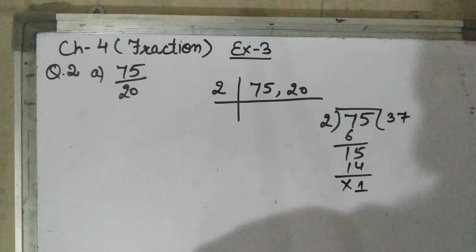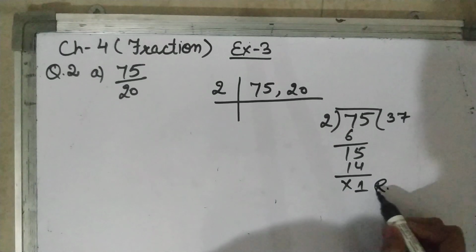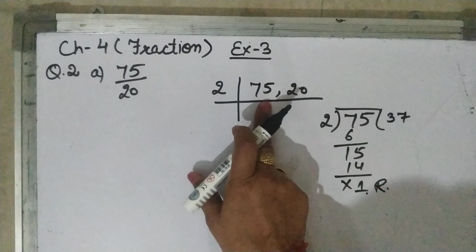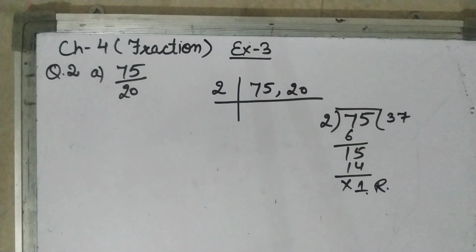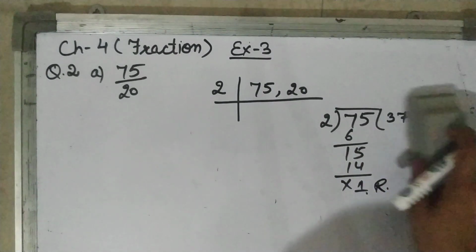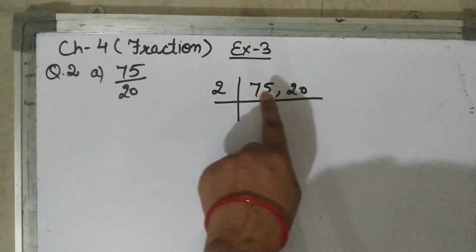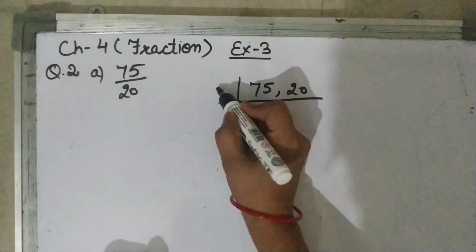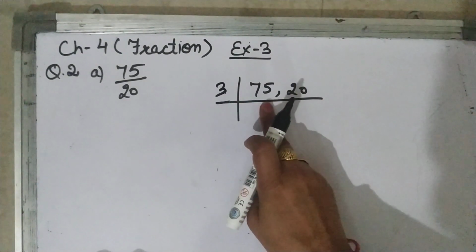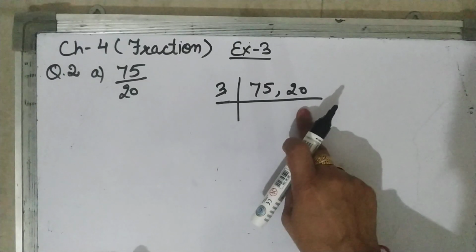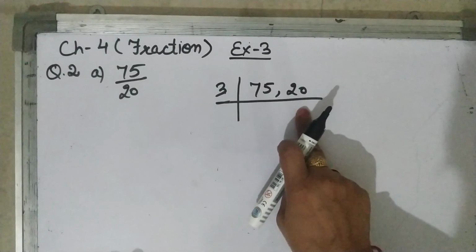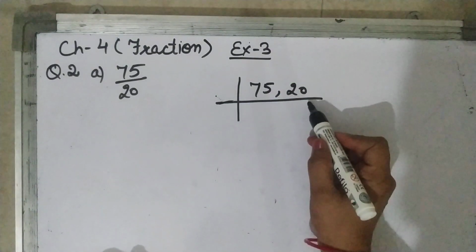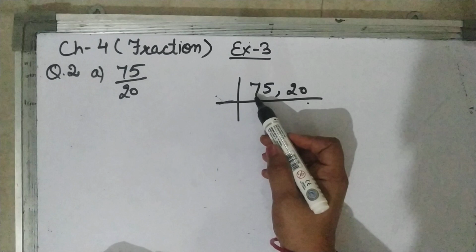This is not exactly divided. Here the remainder is 1. This means 2 is not a factor of 75. So no need to take 2 here. 2 is a factor of 20 but not a factor of 75. After 2, if you are taking 3, 3 is a factor of 75 but not a factor of 20. Okay. After 3, if you are taking 4, 4 is a factor of 20 but not a factor of 75.